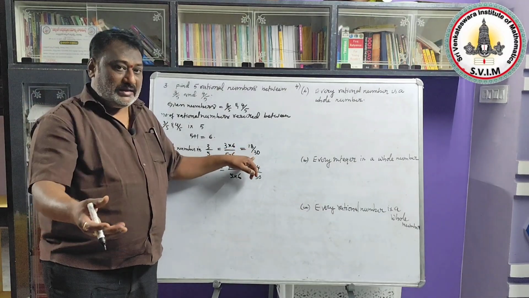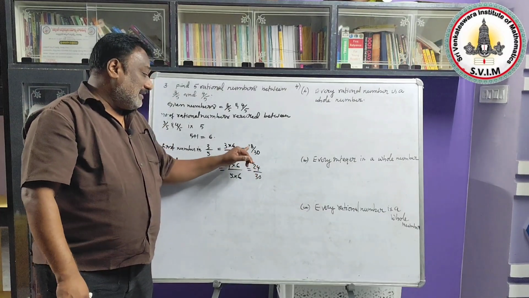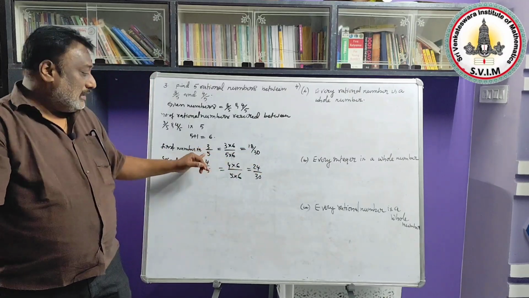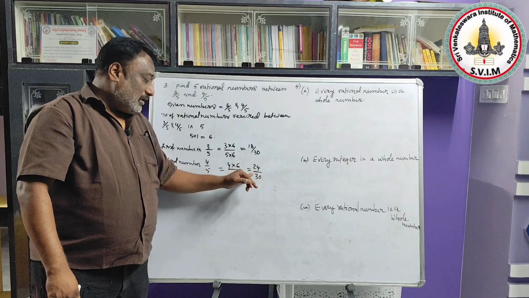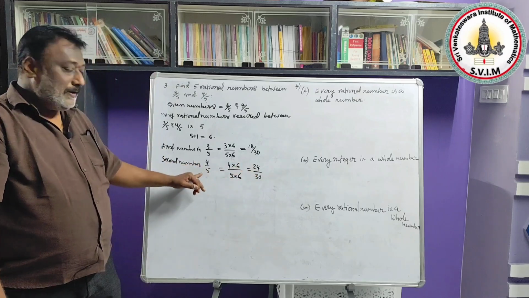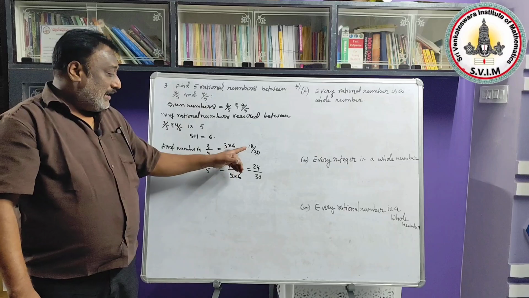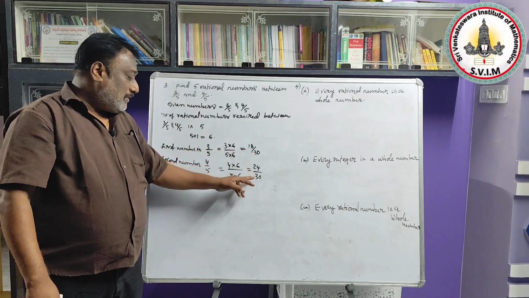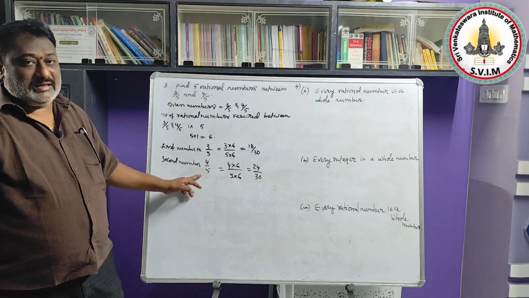18 by 30, if you make the cancellation, you get 6 3s are 18, 6 5s are 30, so 3 by 5 again you get. And if you do the cancellation for this fraction also, 6 4s are 24, 6 5s are 30, 4 by 5 you get. So that means 18 by 30 and 3 by 5 both are same. 24 by 30 and 4 by 5 both are same.